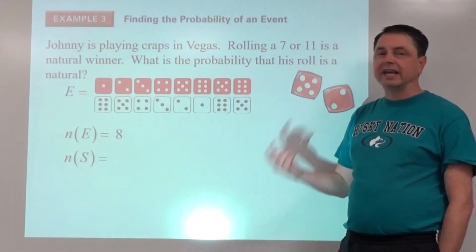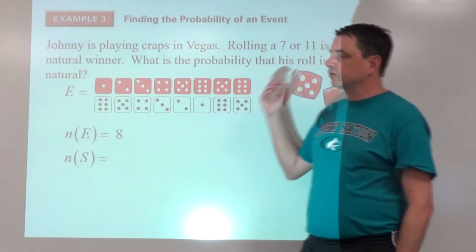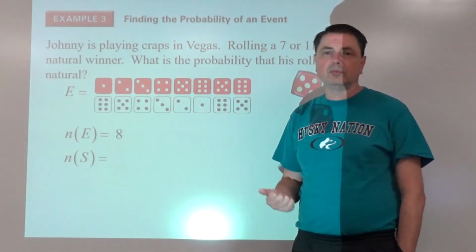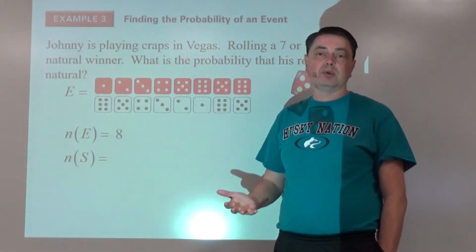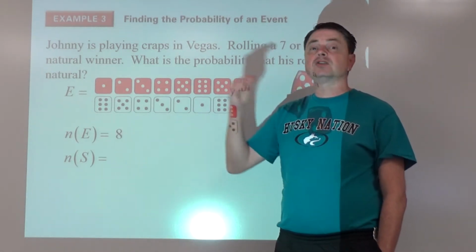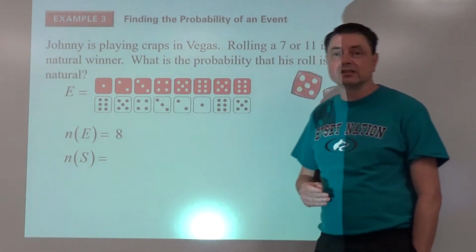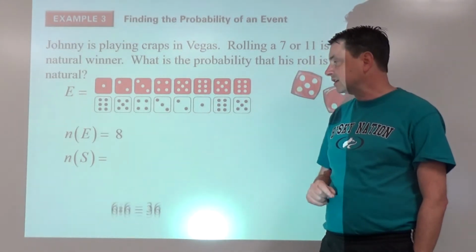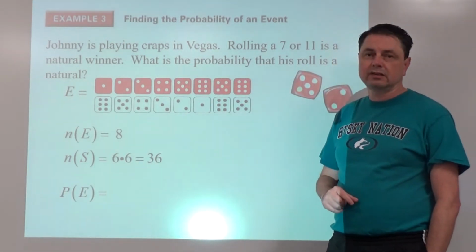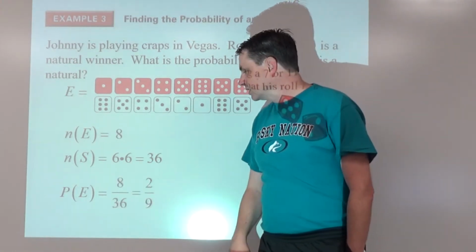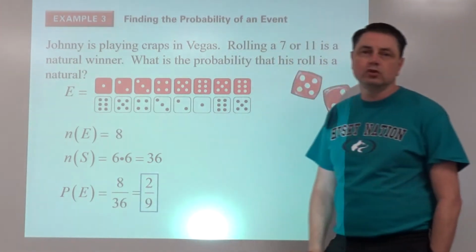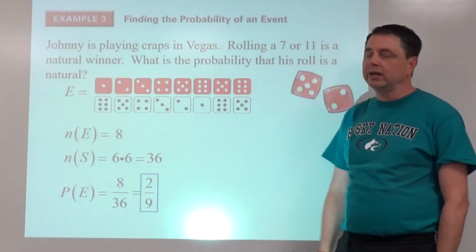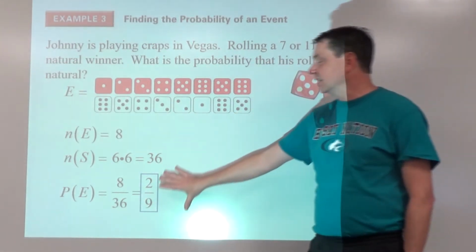What's the size of the sample space? Well, if we think of this as 2 events, how many ways can the red die be rolled? How many ways can the white die be rolled? Thinking back to our counting principles from the previous lesson, 2 events, 6 in each, 6 times 6, 36. So our probability is 8 over 36, which reduces to 2/9. Now you might think that's not very good odds for winning, but there's more to the game than just that.